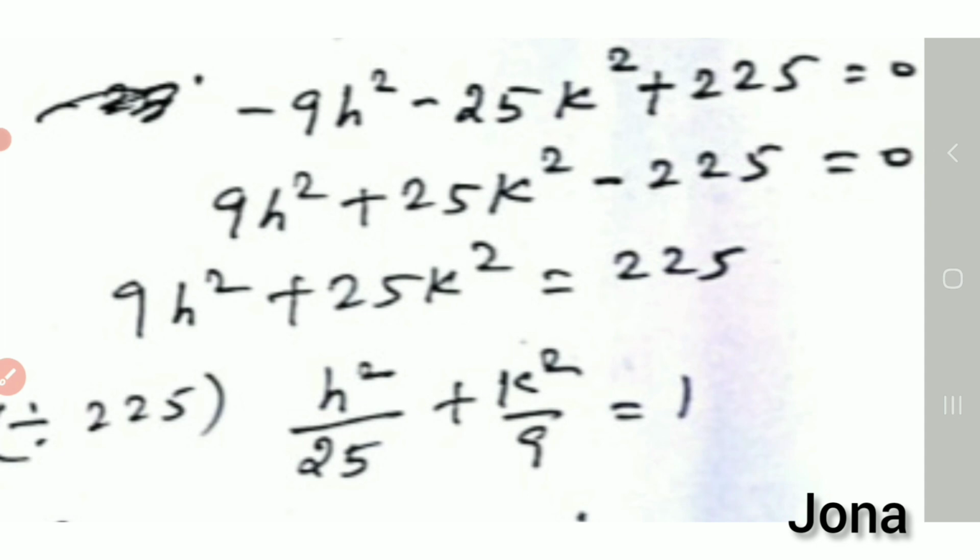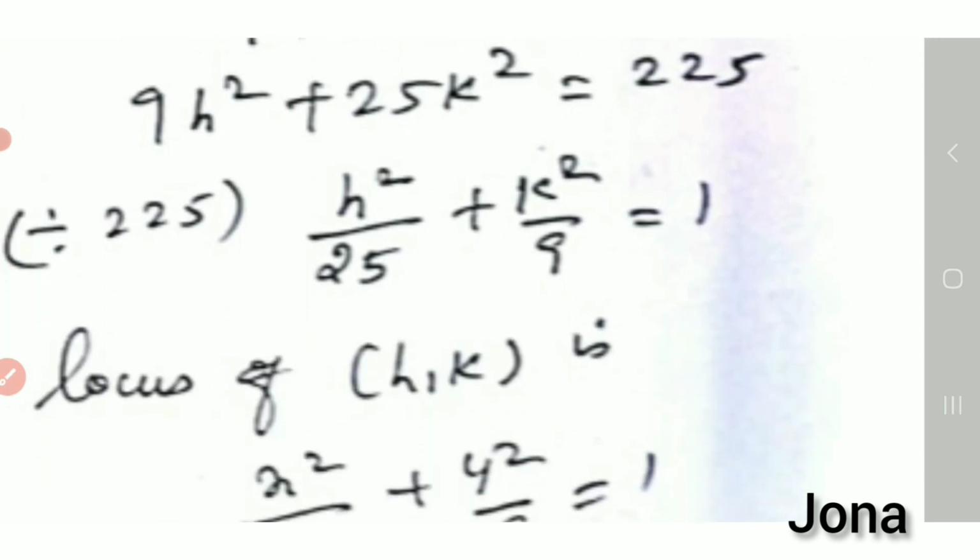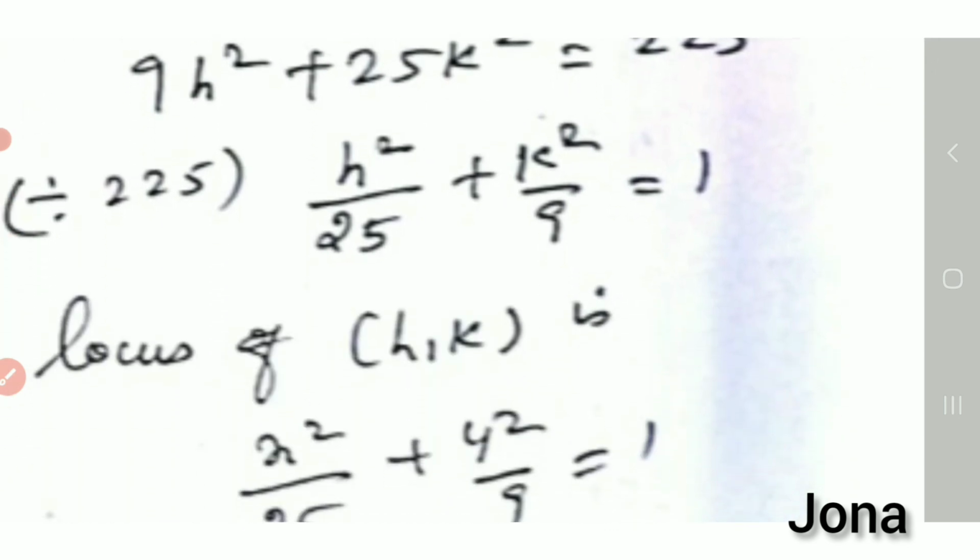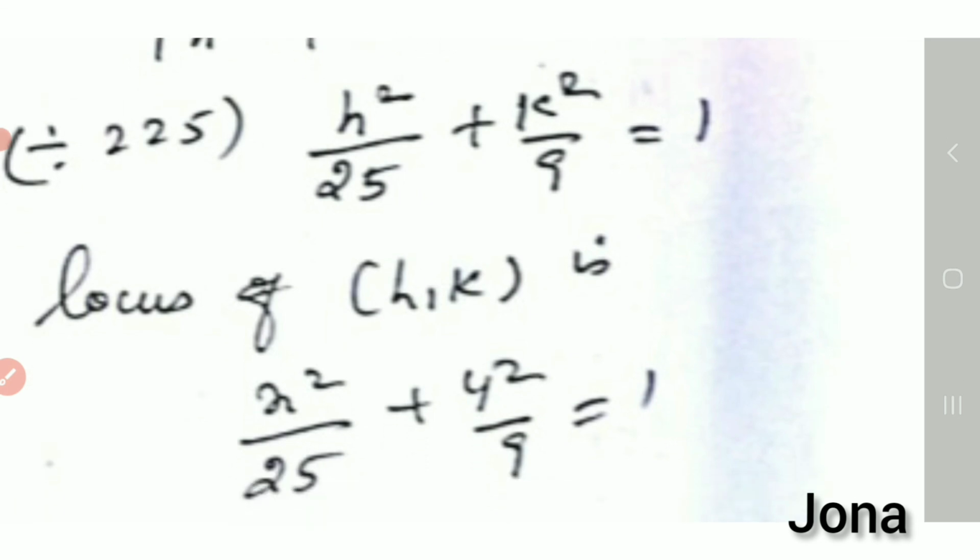So divide by 225 on all the terms, so that we have h²/25 + k²/9 = 1. So this is the equation in terms of h and k. We want to find the locus, isn't it? So we have to convert this h, k in terms of x and y. That is nothing but x²/25 + y²/9 = 1.